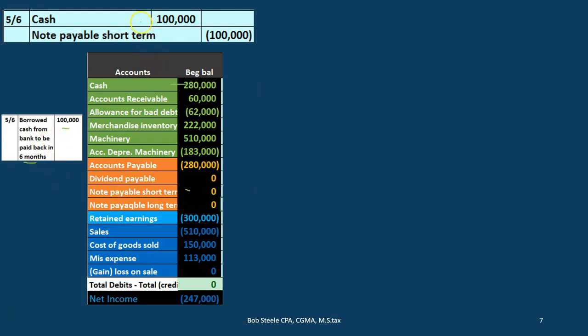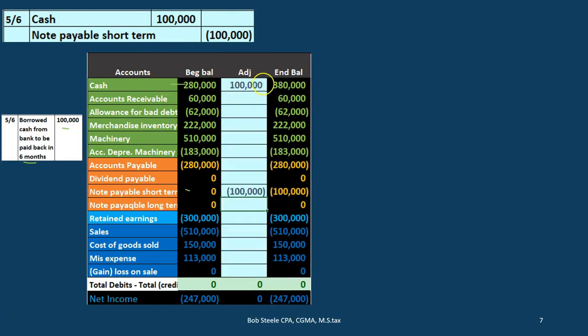So here's the journal entry. Cash is going to go up. Cash, a debit, is going to go up by the 100, goes up here to the 380, and then the other side being the liability. So the liability being 0 going up to 100 in this case.